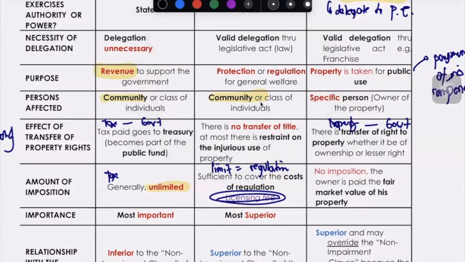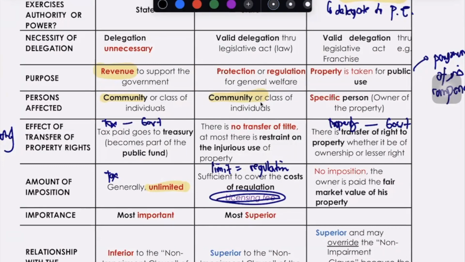Now, as to eminent domain, since we are taking the property for public use upon payment of just compensation, there will be no imposition. What do we mean by no imposition? It means that what we take is the property, but we pay for the property. So eminent domain is not really imposing, but taking. There is no imposition, but we pay the owner of the property the fair market value upon taking. Once we take that property, we need to pay.